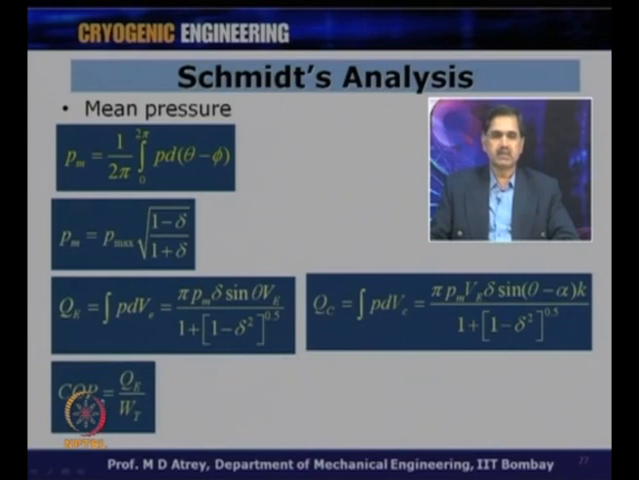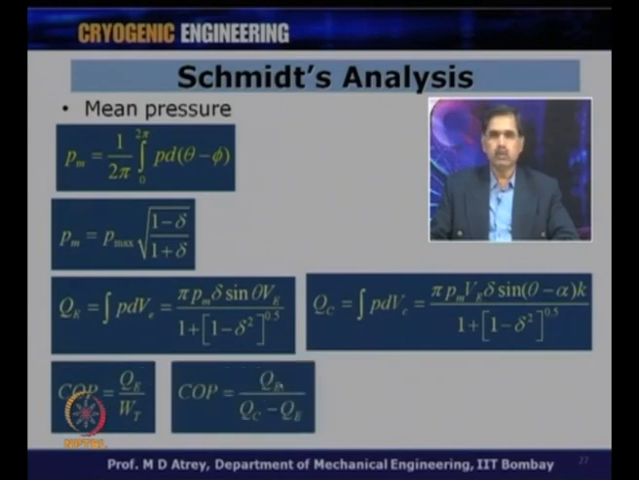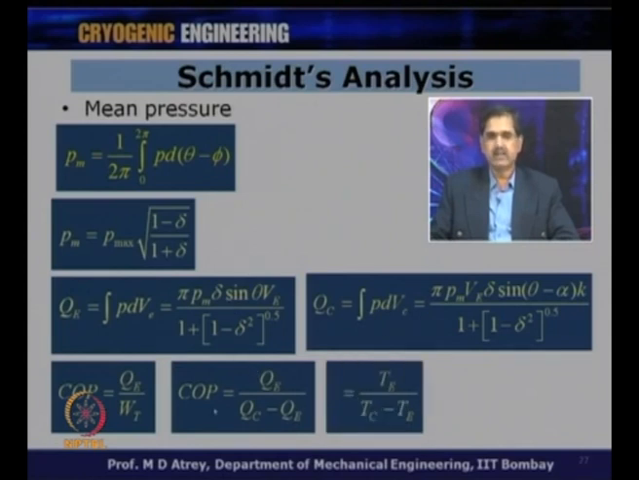I know COP of the machine is equal to cooling effect divided by work input, which is the cooling effect QE obtained as this over here divided by QC minus QE. If I put all these values at their respective positions, I will get COP ultimately equal to TE upon TC minus TE, which proves that in this case also, by Smith's analysis, the COP of the Stirling cycle is the same as the Carnot cycle. So, TE upon TC minus TE.